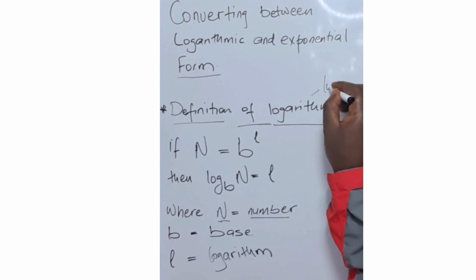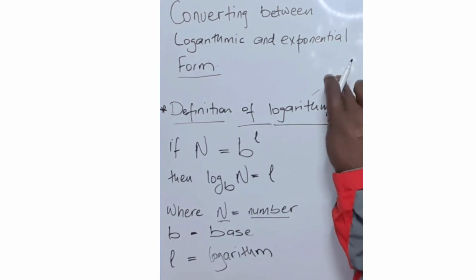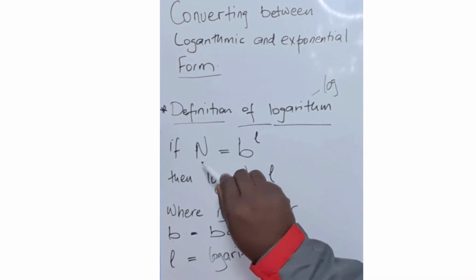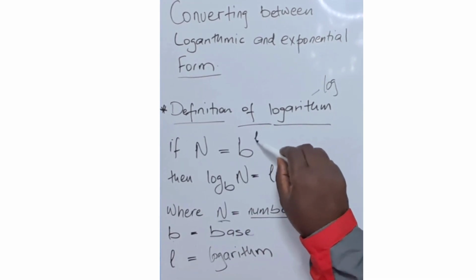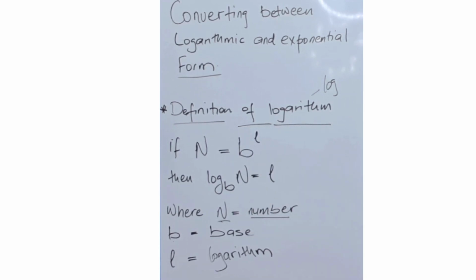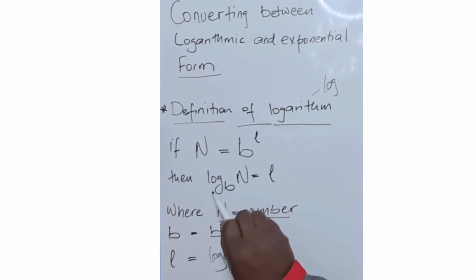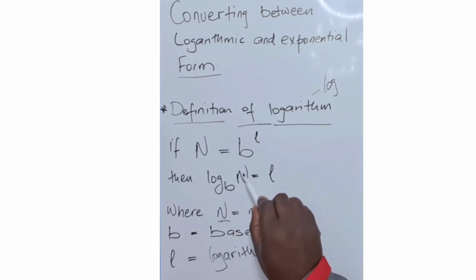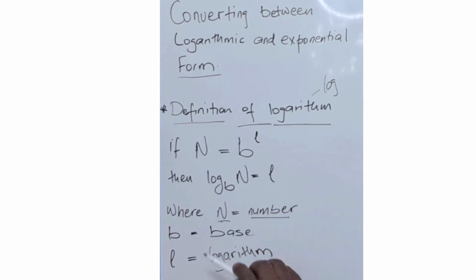This is called a log, in short. If n is equal to b to the power l, or n equals b exponent l, then if we convert this into log form, we'll say this is log n base b equals l. I'll repeat again: this reads as log n base b equals l, where n is a number, b is called a base, and l is called a logarithm.